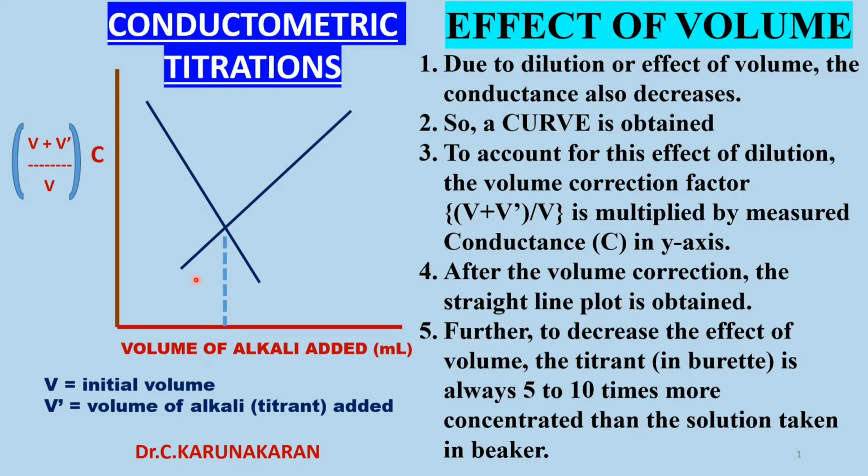Further, to decrease the effect of volume dilution, the titrant taken in the burette is always 5 to 10 times more concentrated than the solution taken in the beaker. Remember, in order to eliminate or decrease the effect of dilution, the titrant is always 5 to 10 times more concentrated than the solution taken in the beaker.